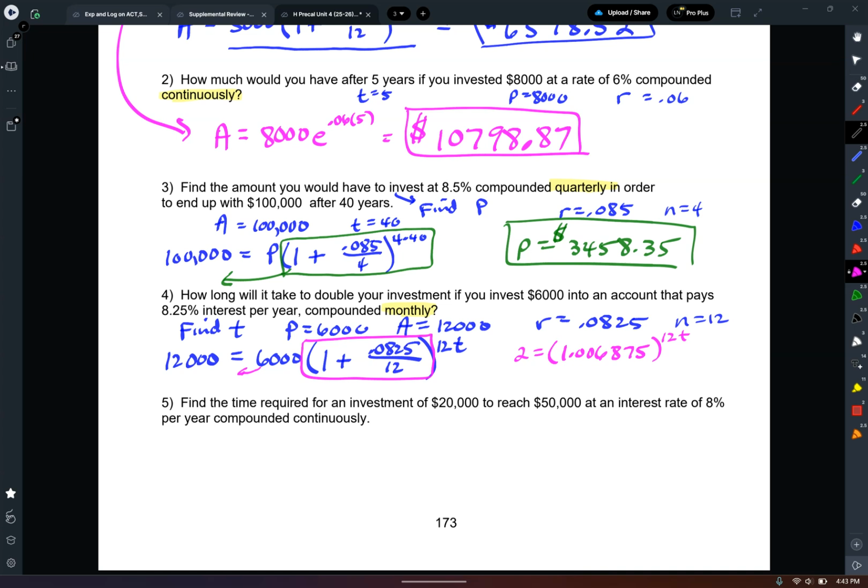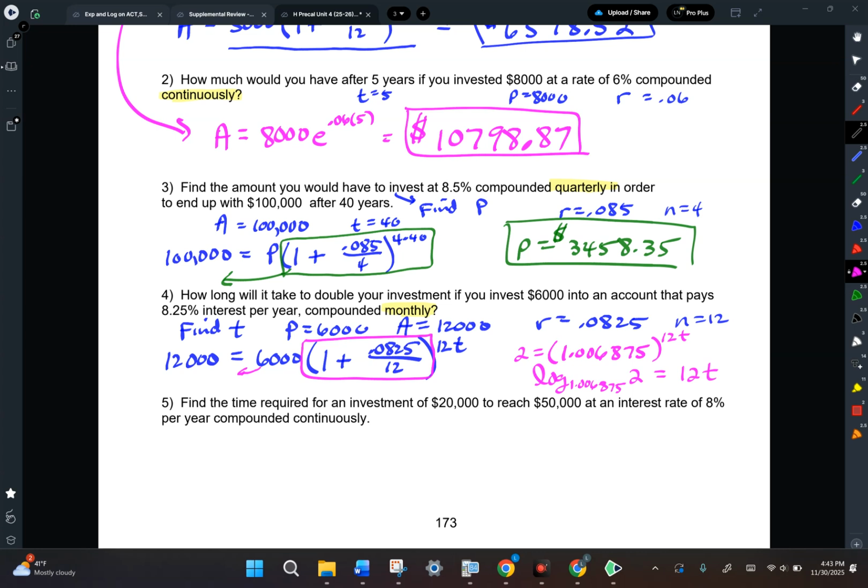Now I can change it to log. So I'm going to say log base, that whole parenthesis, base 1.006875 of 2 equals the exponent of 12t. So I'm going to put that log into my calculator, and then whatever that log base 1 point blah, blah, blah of 2 is, I'm going to divide the whole thing by 12, and that'll be my t. So I'm going to type it in this way.